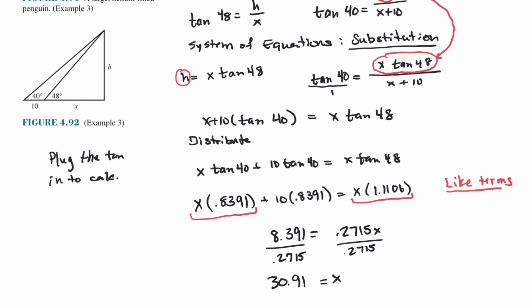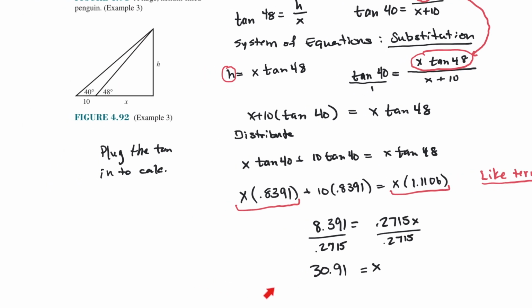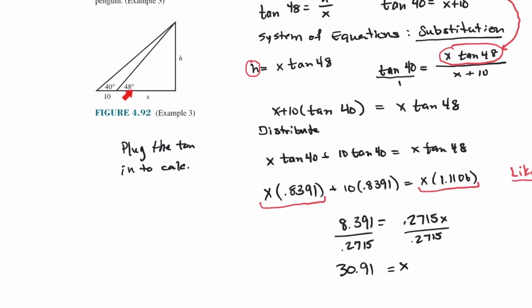I'm almost there. I mean, the next step is super easy. But a lot of us may be tempted to leave the answer, oh, it's 30.91. Well, yeah, that's a good answer, and you're definitely going to get some points for that, but you're not quite finished yet. How tall is it? Well, do we have a formula for h? Guess what? We do, right here.